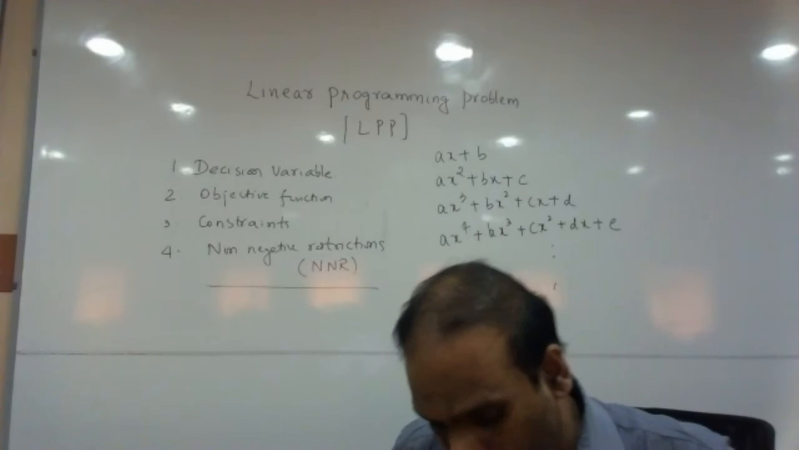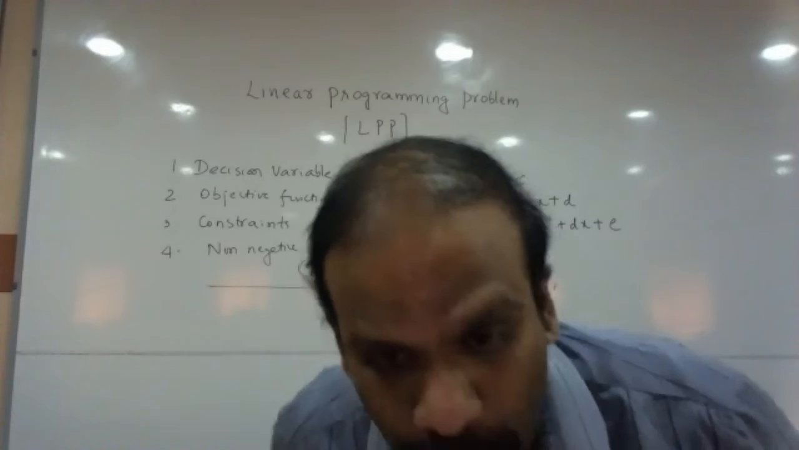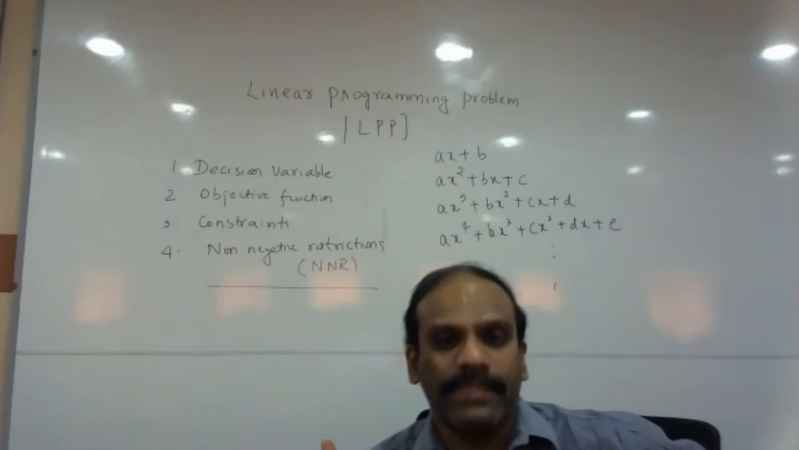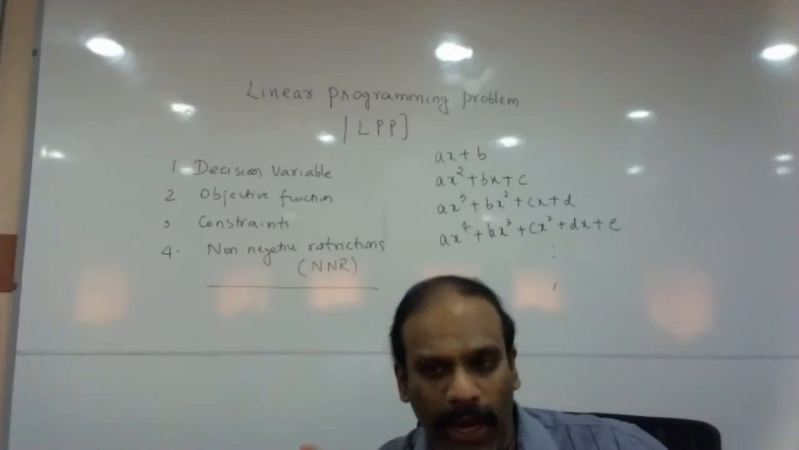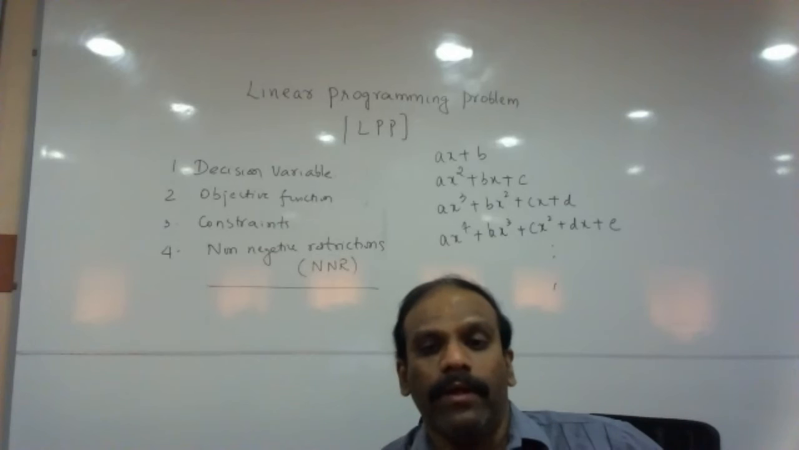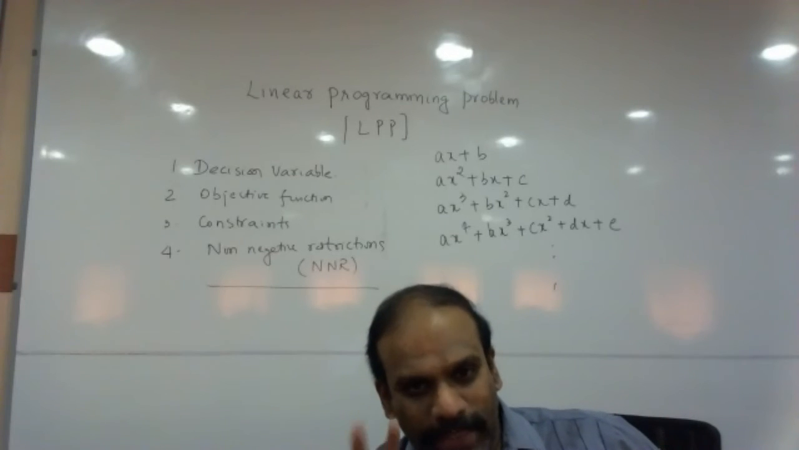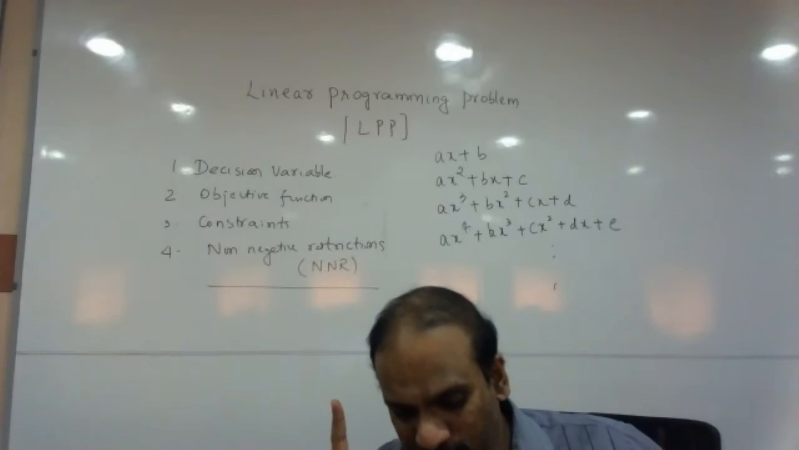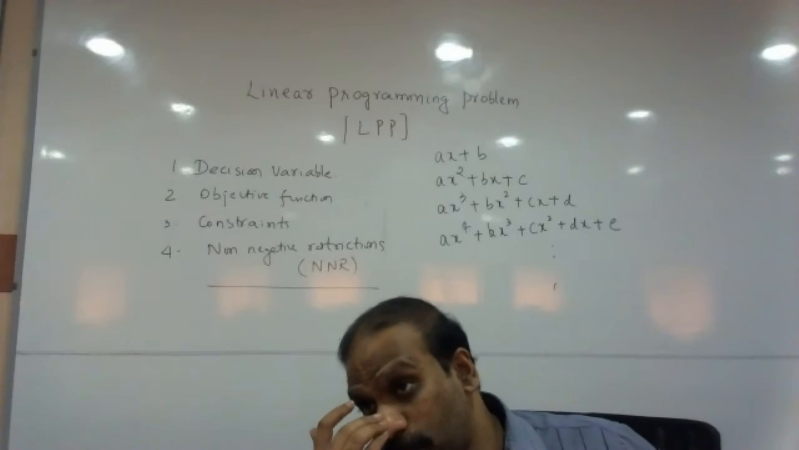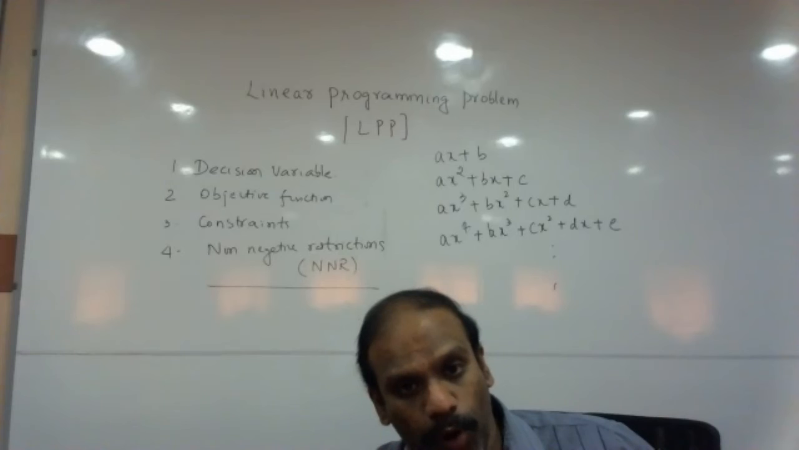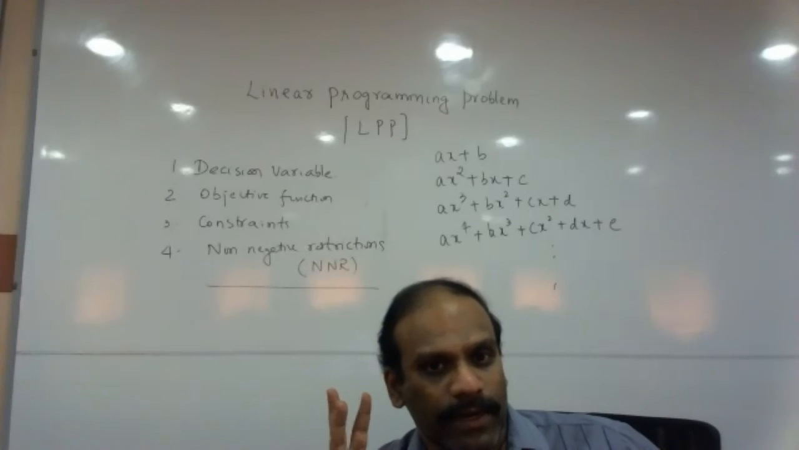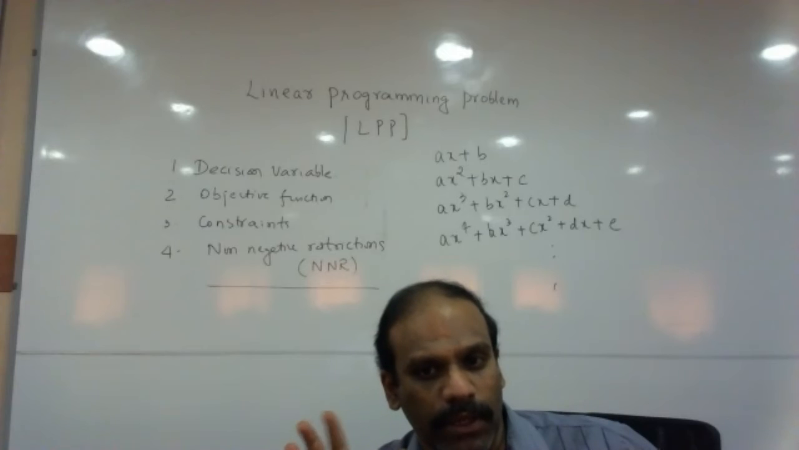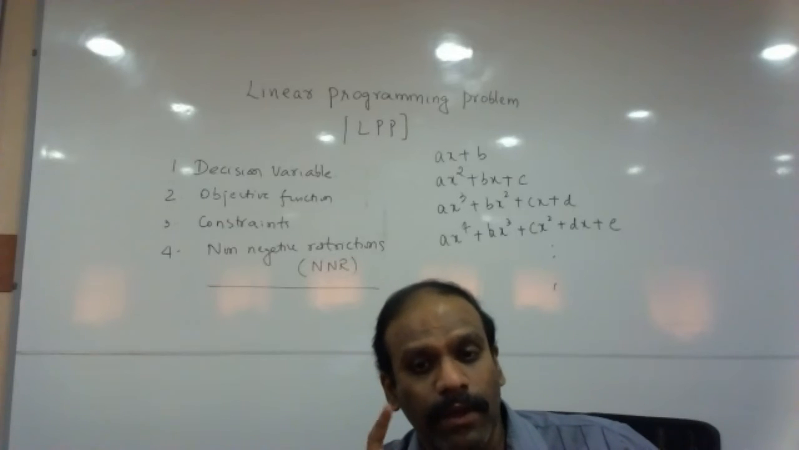Before we end the class for the day, I just wanted to brief you on the various methods in linear programming problems, and then we can call it a day. As I already said, a linear programming problem is solved at 2 levels or stages. The first stage is formulation. What is formulation? Converting a statement problem into these 4 elements: decision variable, objective function, constraints, and non-negative restrictions. That is the first stage, and we call it the formulation stage.